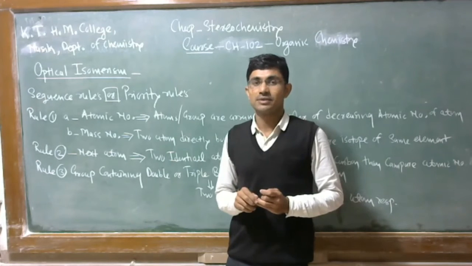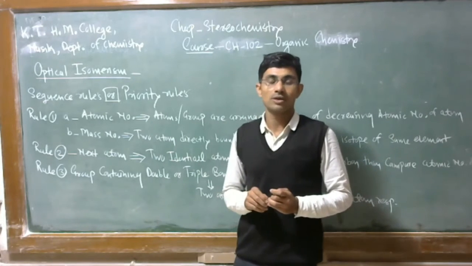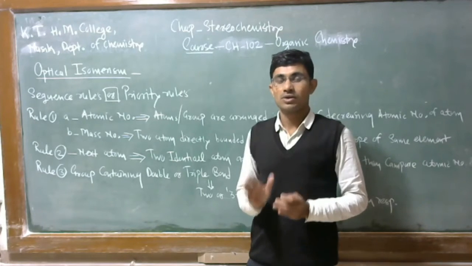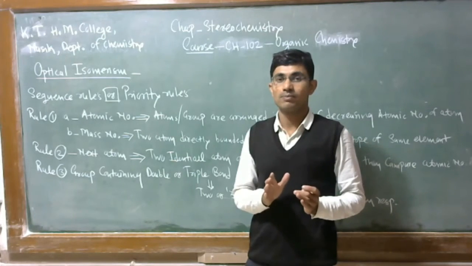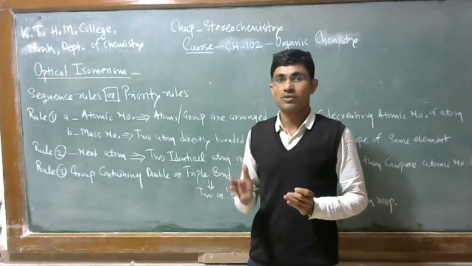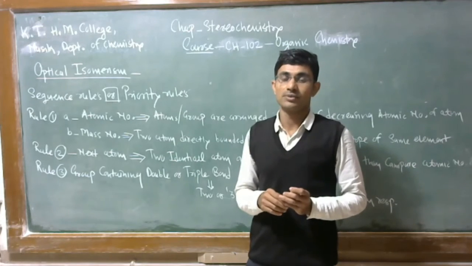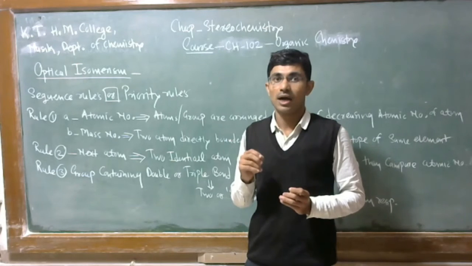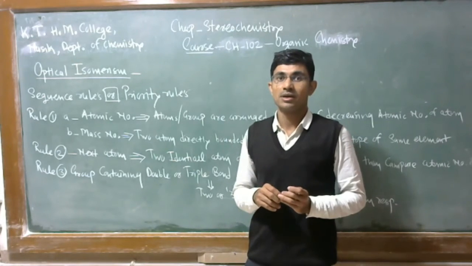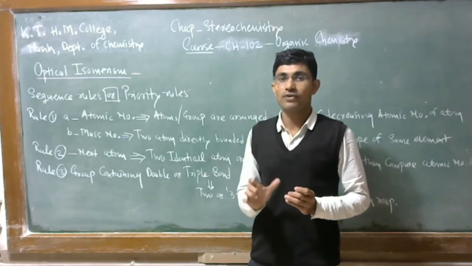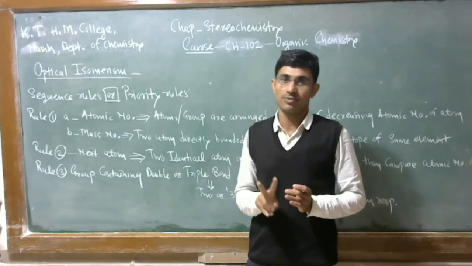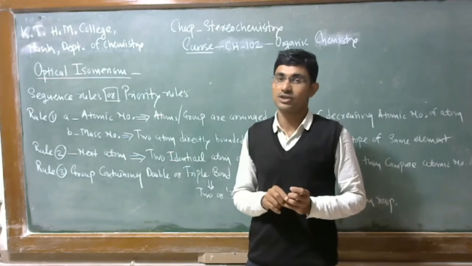In the previous lecture, we discussed enantiomers. Enantiomers differ by their configuration. We also discussed configuration, and the absolute configuration. In absolute configuration, there are two steps to assign it.